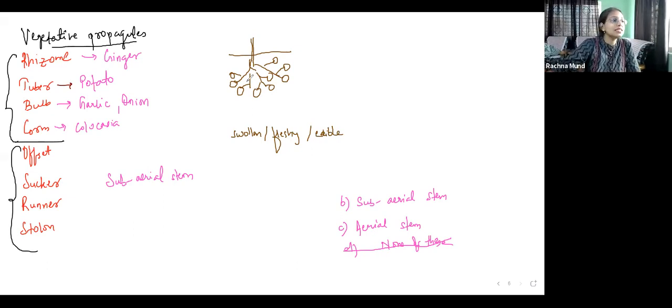So this is an example of what? Rhizome, tuber, bulb, or corm. What did I draw here? Out of these four, I'm not talking about these four right now. Out of these four, what did I draw here? It is for you to label. That is one diagram I did.